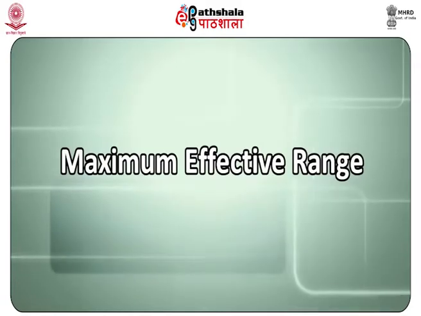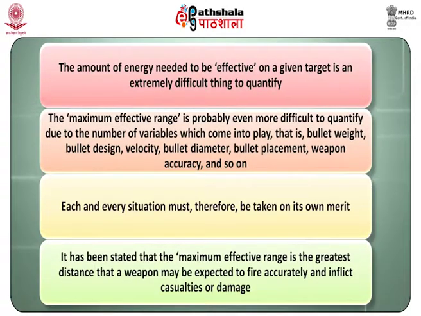Now let us have a look at maximum effective range. As can be seen from the chapter on bullet performance and wounding capabilities, the amount of energy needed to be effective on a given target is an extremely difficult thing to quantify. The maximum effective range is probably even more difficult to quantify due to the number of variables which come into play. That is, bullet weight, bullet design, velocity, bullet diameter, bullet placement, weapon accuracy, and so on. Each and every situation must therefore be taken on its own merit. It has been stated that the maximum effective range is the greatest distance that a weapon may be expected to fire accurately and inflict casualties or damage.